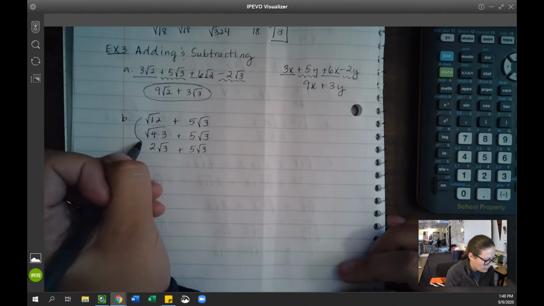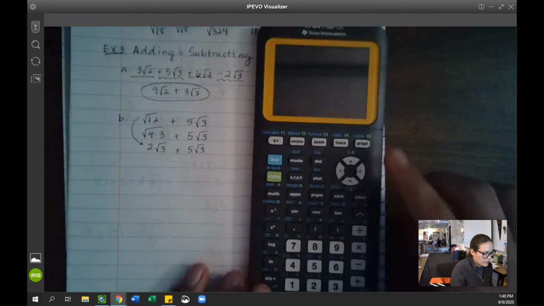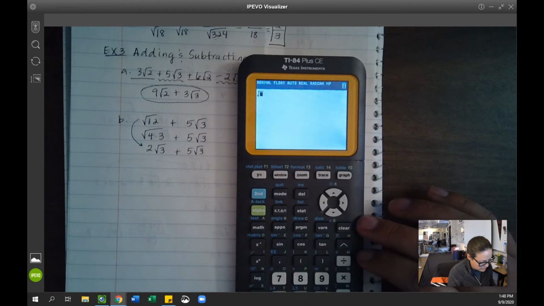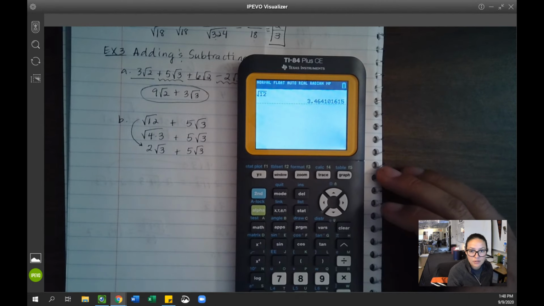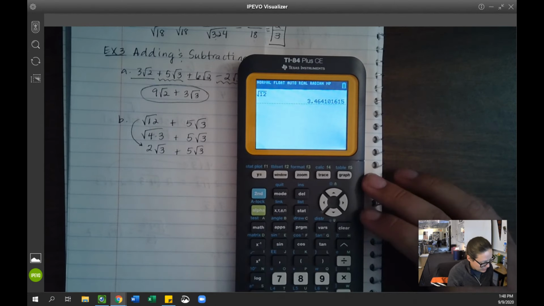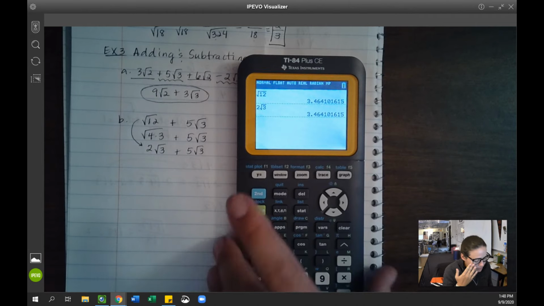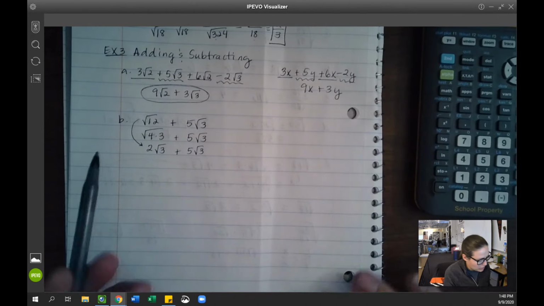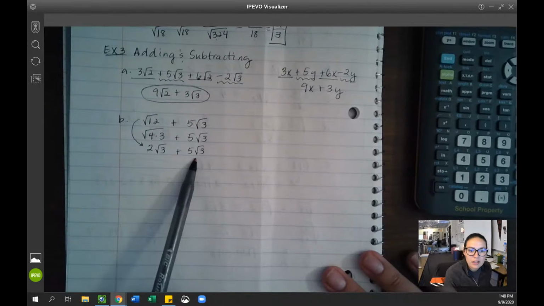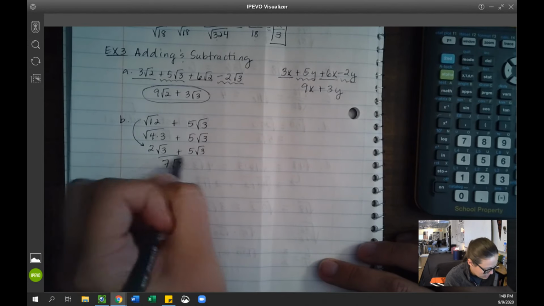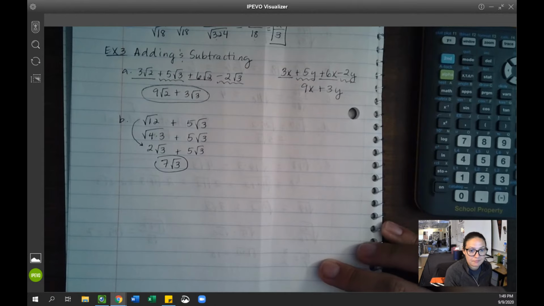So what you have to realize is that the square root of 12 is the same thing as 2 square roots of 3. So if I type in square root of 12, I get 3.46. If I do 2 times the square root of 3, I get 3.46. So they look different, but they are in fact equal. Now, looking at what I have, 2 square roots of 3 plus 5 square roots of 3. That's going to give me 7 square roots of 3.